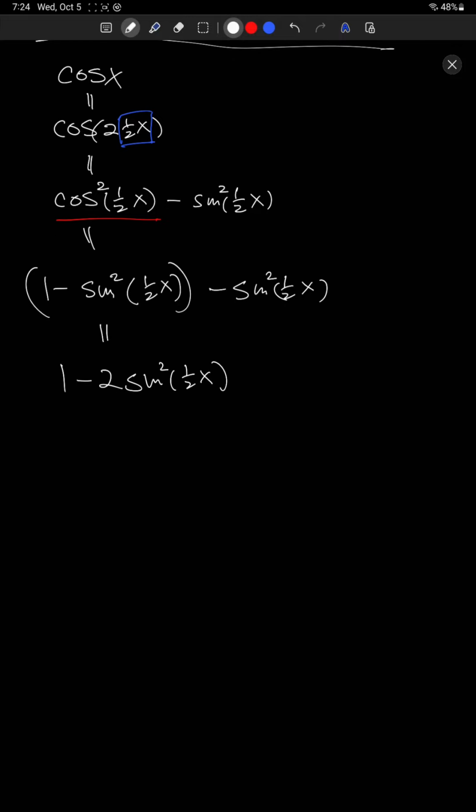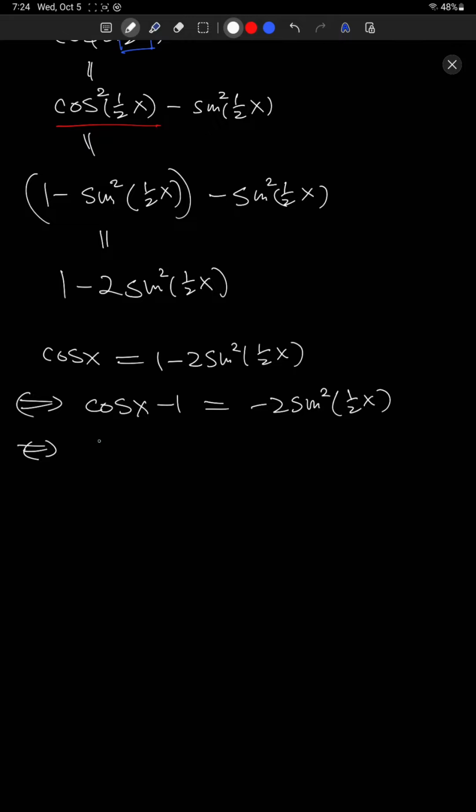And now this is what we want, because from the start, we have cos x, and that's equal to, at the bottom, 1 minus 2 sine squared 1/2 x. Doing the exact same thing as before, solving for the sine squared, we end up with cosine x minus 1 equals minus 2 sine squared 1/2 x. If I divide by 2 on both sides, I can write this as 1 minus cosine x all over 2 equals sine squared 1/2 x.